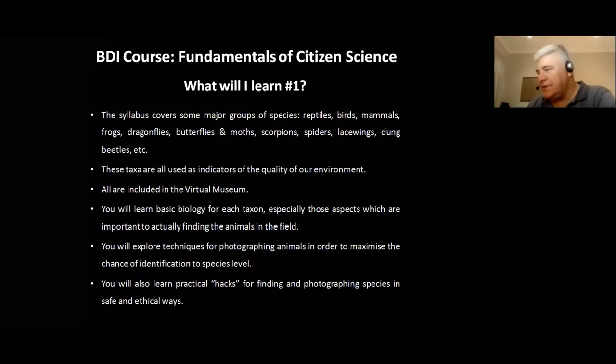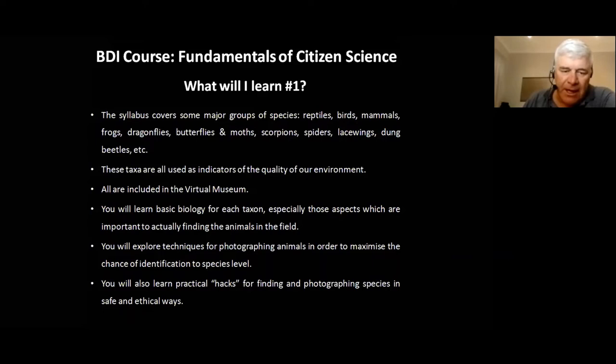We'll learn basic biology, and particularly those aspects which will assist us in finding these animals and other taxa in the field, in order to record them and to photograph them. We'll also be looking at techniques for photographing the taxa, and of course, in submission to the virtual museum, those images that we take must ensure that the animal or the plant can be identified, if possible, down to species level. So the aspects relating to photography will look to maximize the chance of getting that particular animal or plant identified.